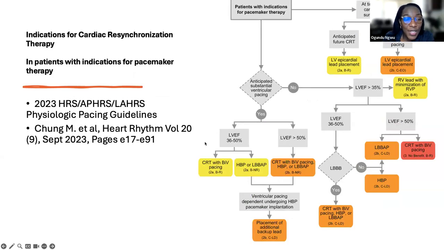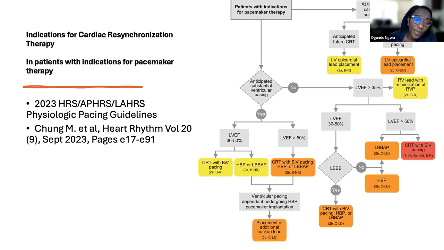And then these are patients who are indications for CRT in patients with pacemakers. Again, these are patients where you know that they're going to have substantial RV pacing of a certain percentage, like patients with complete heart block and already with low EF. So again, these are slides that will be saved so that one can always refer to it after the fact.